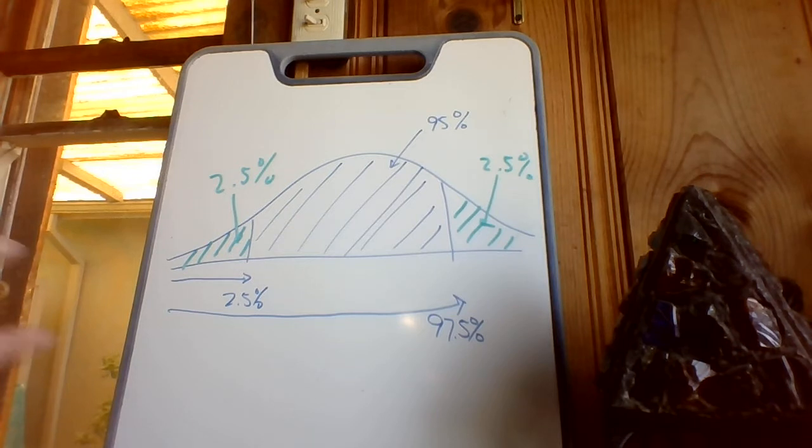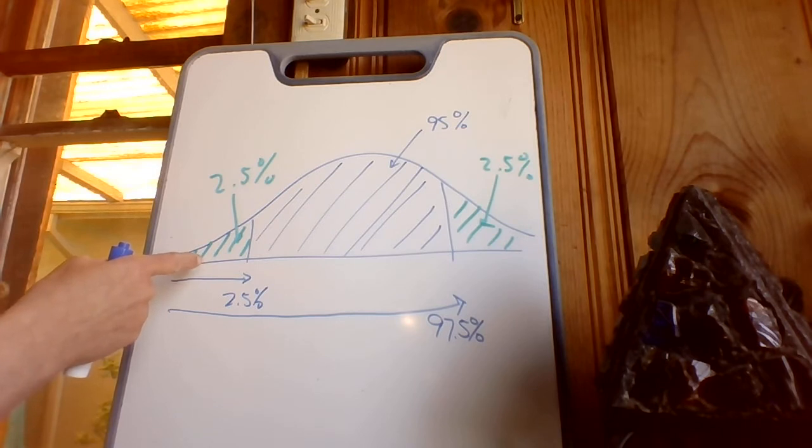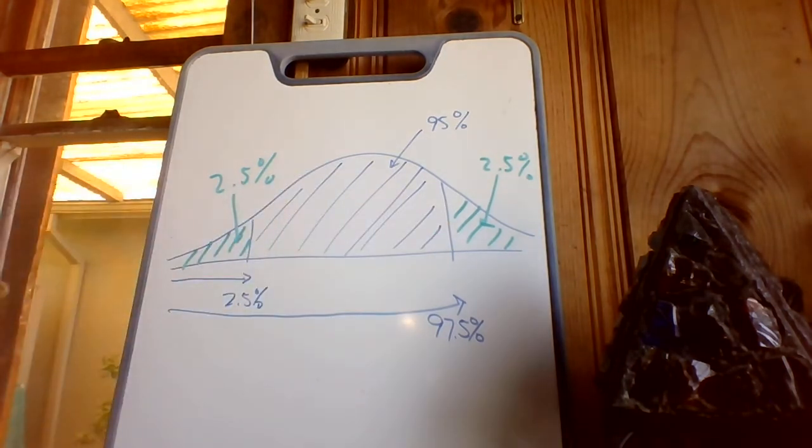If I divide it up nice and evenly, 2.5% of that 5% is over here, and the other 2.5% of that 5% is over there. So that's where the numbers are coming from. If someone says something to you about 95%, the picture in your head is supposed to be that middle chunk of the bell curve.